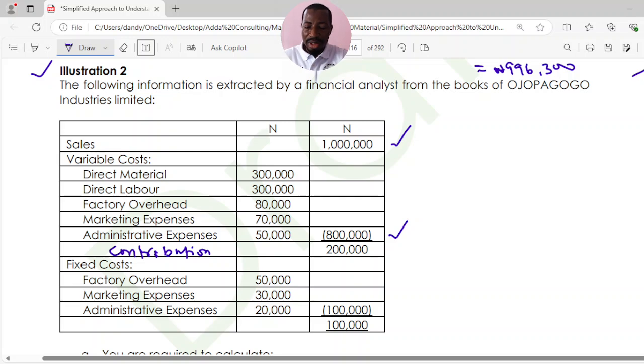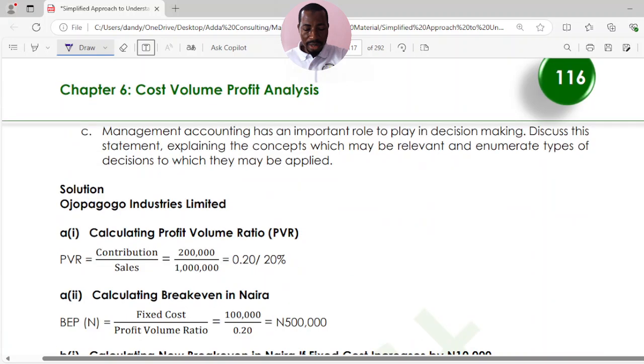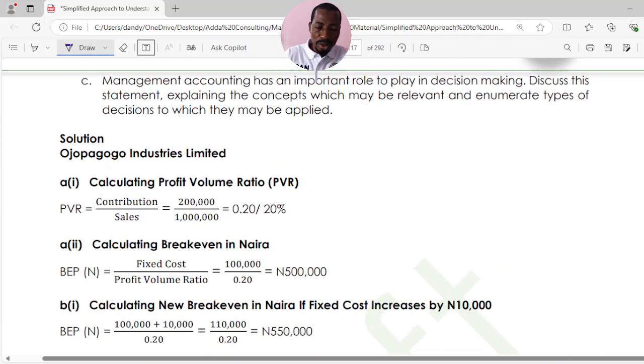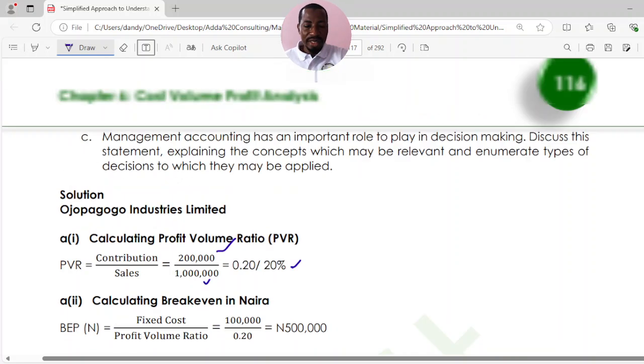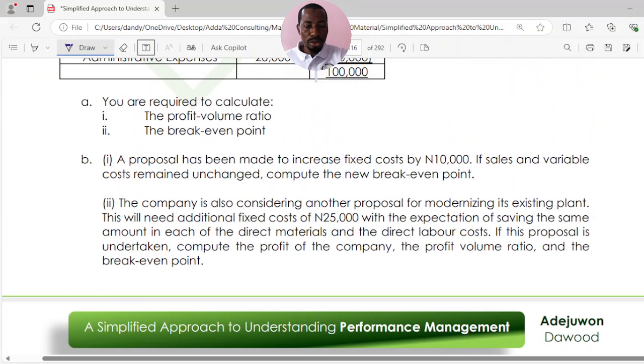Okay, now that I have the contribution, I want to calculate PVR. My PVR will be the contribution of 200,000 divided by 1 million. So let's go and calculate that quickly. This is 200,000 divided by 1 million naira. That will give us 20%. So PVR is 20%.